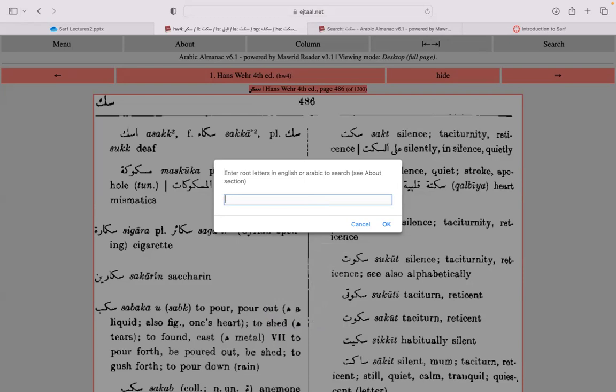You have to be careful here. When you put in any word here, note what it says. It says enter the root letters. So by definition, you have to enter only the root letters. If you have a longer word, you're going to have to figure out which letters are the root letters, and then enter those. We'll see more examples of this later, but for the time being, let's take غسل.